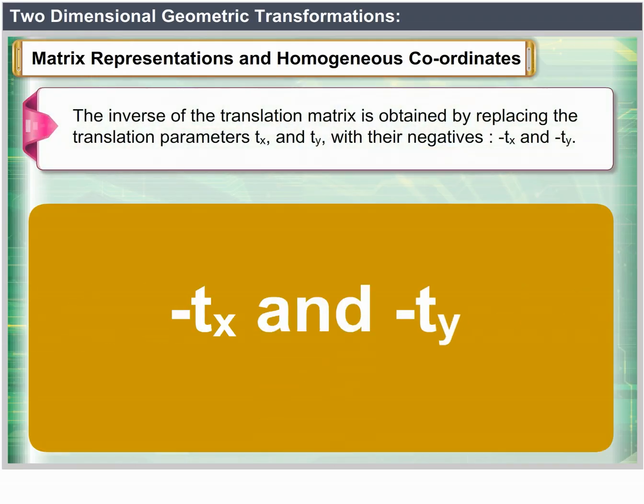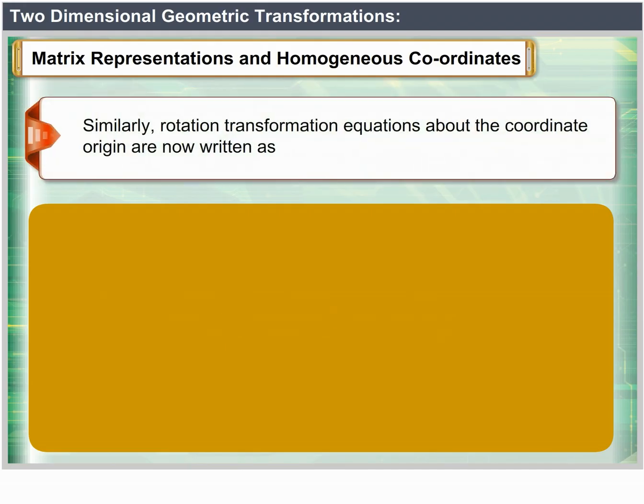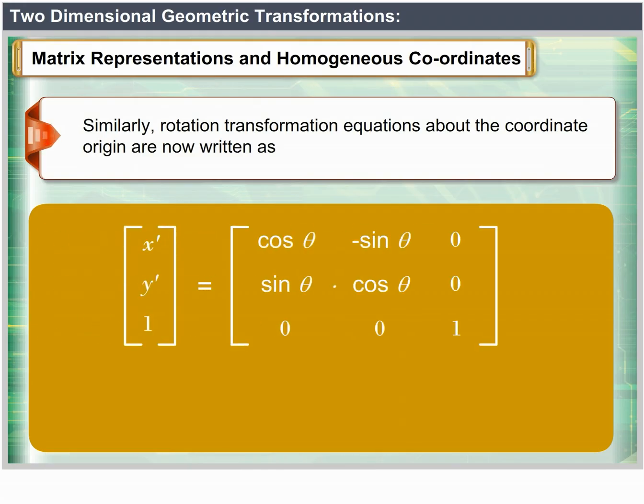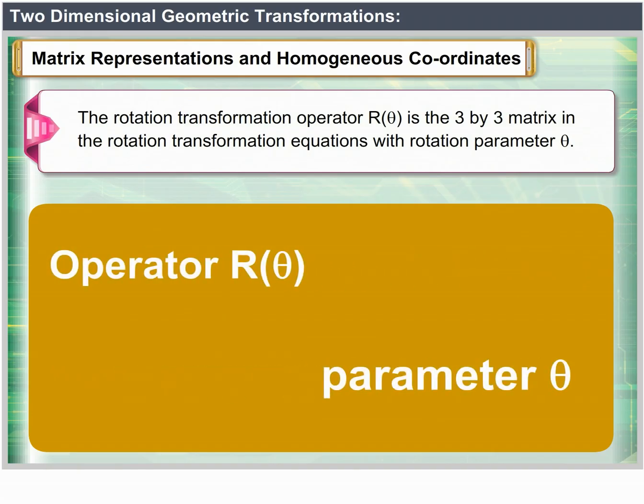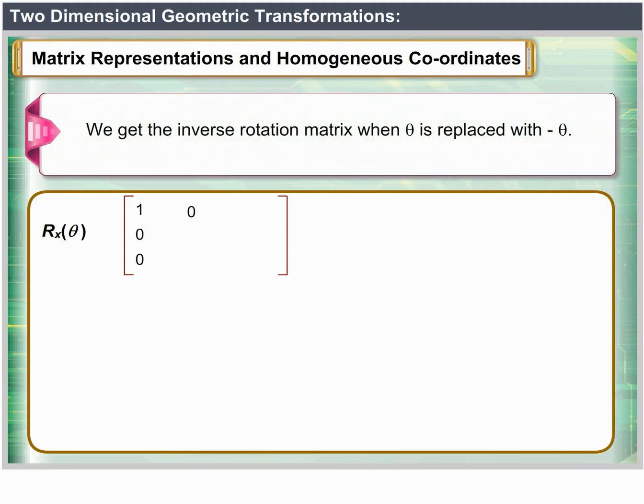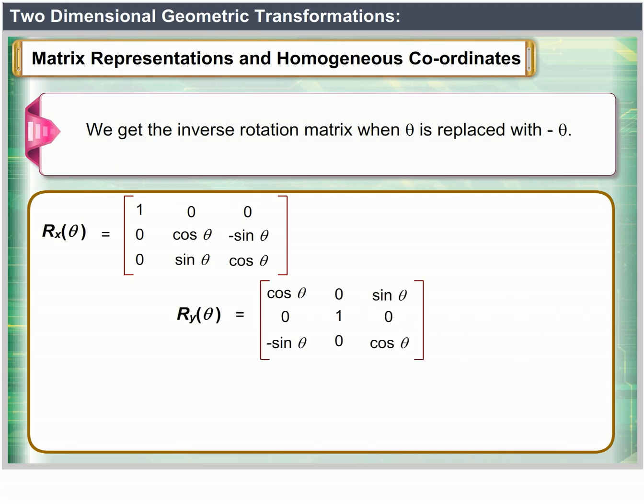The inverse of the translation matrix is obtained by replacing the translation parameters Tx and Ty with their negatives, minus Tx and minus Ty. Similarly, rotation transformation equations about the coordinate origin are now written as follows, or as P' equals R of theta into P. The rotation transformation operator R of theta is a 3 by 3 matrix with rotation parameter theta. We get the inverse rotation matrix when theta is replaced with negative theta.